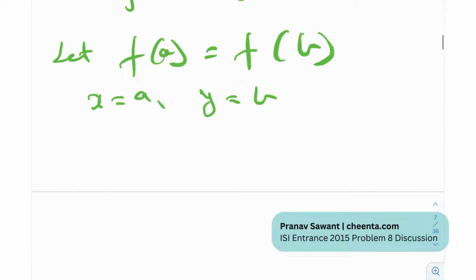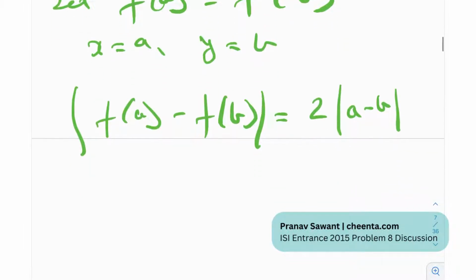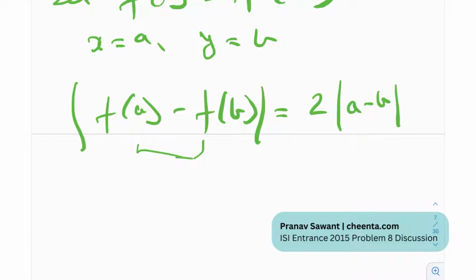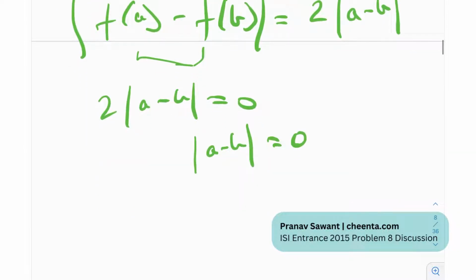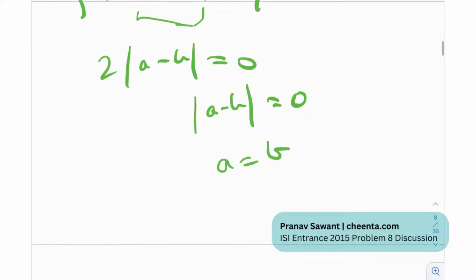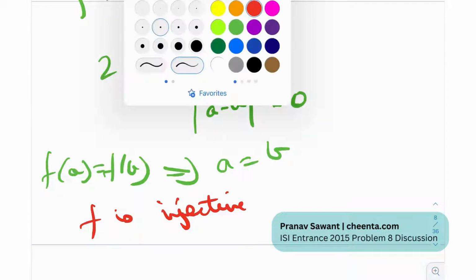When I plug that into the functional equation, I get modulus of f of a minus f of b is equal to twice mod a minus b. Since f of a is equal to f of b, this is obviously 0. So twice mod a minus b is equal to 0, so mod a minus b is equal to 0. The only way this can happen is if a is equal to b. So essentially, we assumed f of a is equal to f of b, and then we implied that a is equal to b. Therefore, I can comfortably write that f is injective.